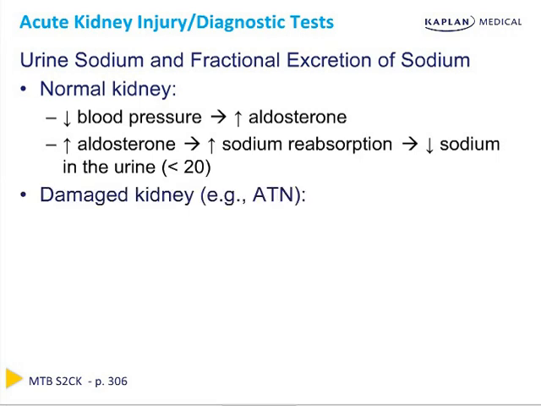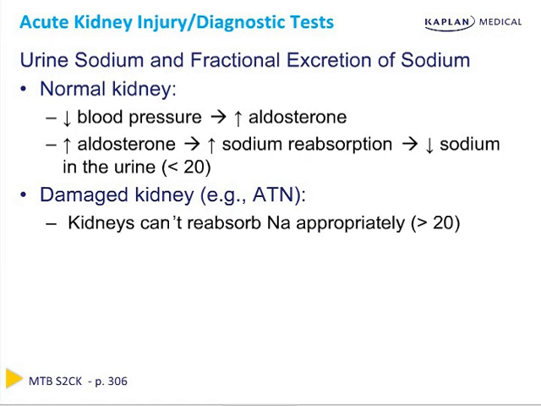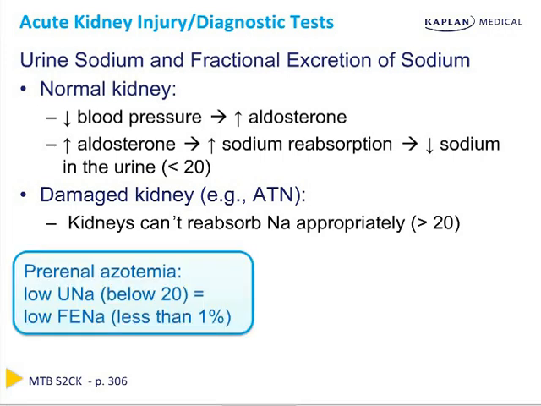On the flip side, in the case of a damaged kidney, where the problem is intrinsic to the kidney itself, like in acute tubular necrosis, the kidneys are damaged, so they're not able to reabsorb sodium appropriately. Therefore, the levels of sodium in the urine are going to be inappropriately high, or greater than 20. So what do we need to commit to memory? Prerenal azotemia is going to have a low urine sodium, less than 20, and that's going to lead to a low fractional excretion of sodium, less than 1%.